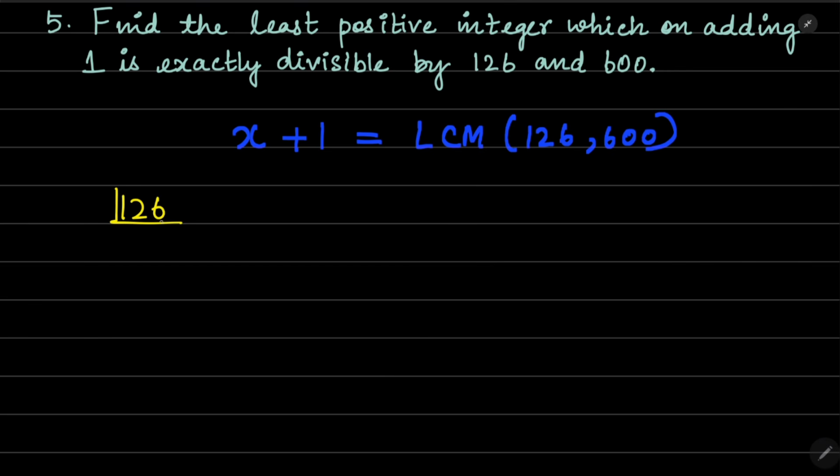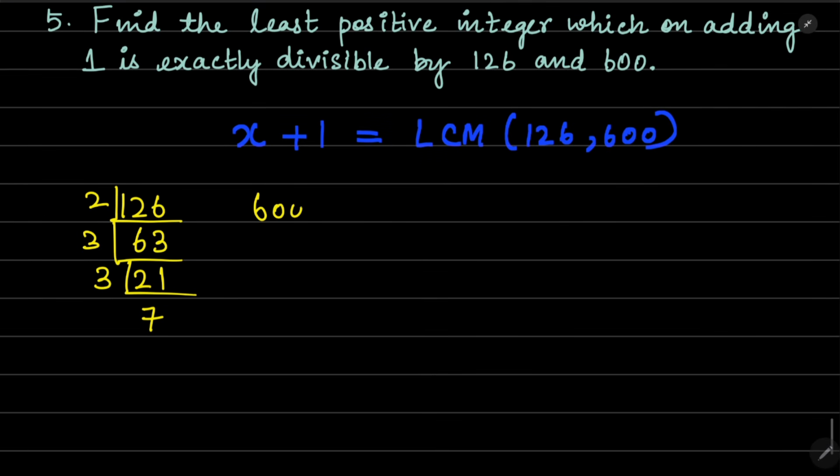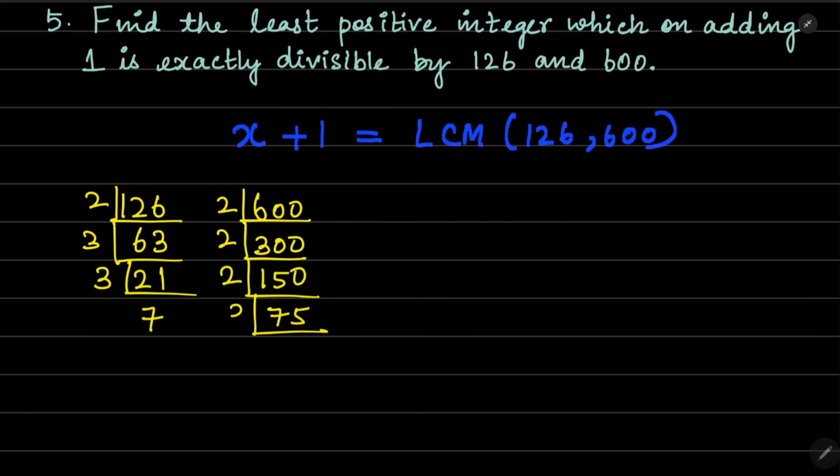So 126, start with 2: 2 6s are 12 and 2 3s are 6. Again 3: 3 2s are 6, 3 1s are 3. Again 3: 3 7s are 21, 7 is a prime number. 600, start with 2: 2 3s are 6, again 2, 150, again 2, 75, and then I would go with 3: 3 2s are 6 and 3 5s are 15. Again, I'd go with 5: 5 5s are 25. So this is the prime factorization.